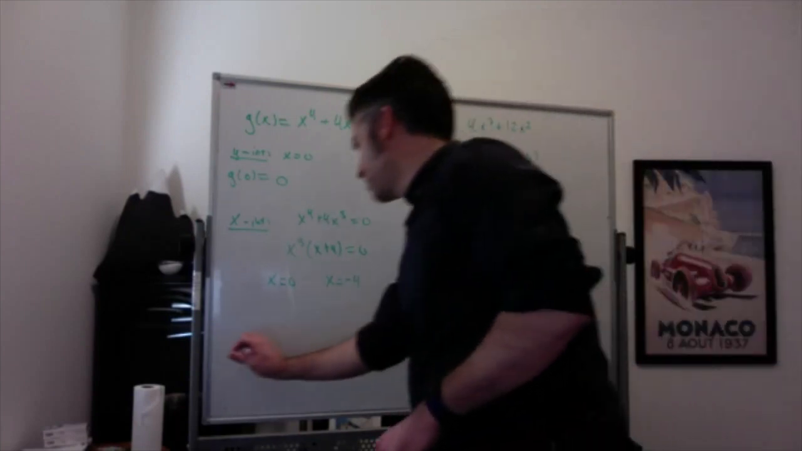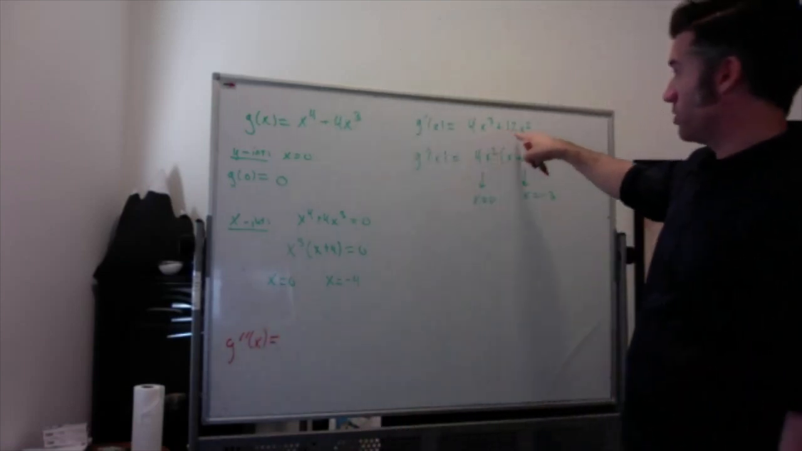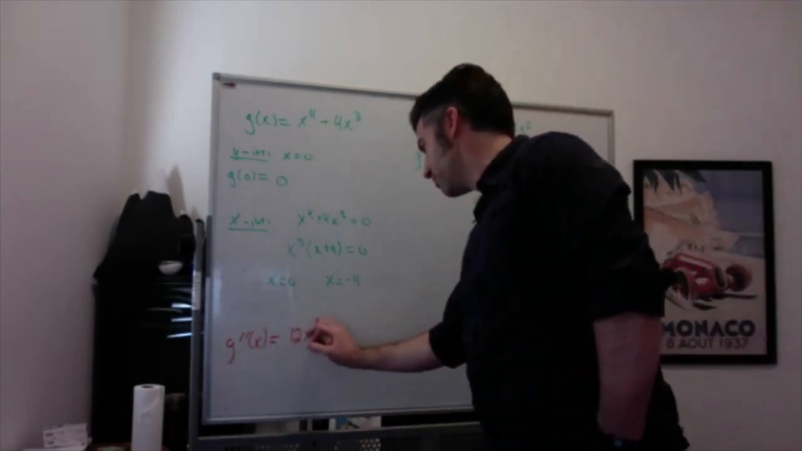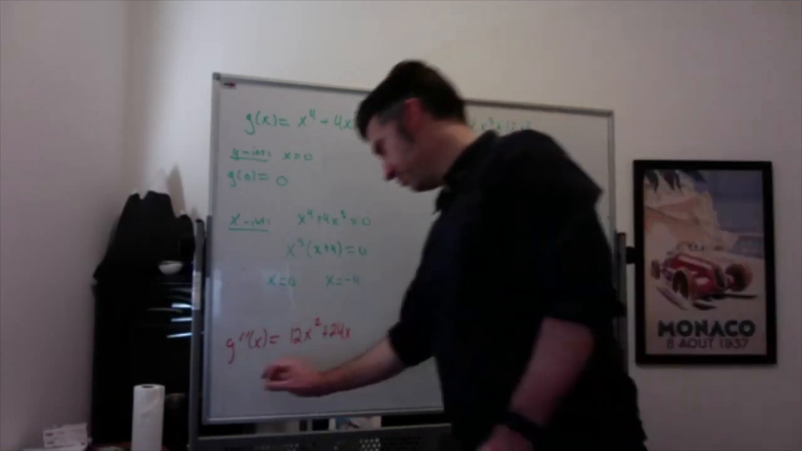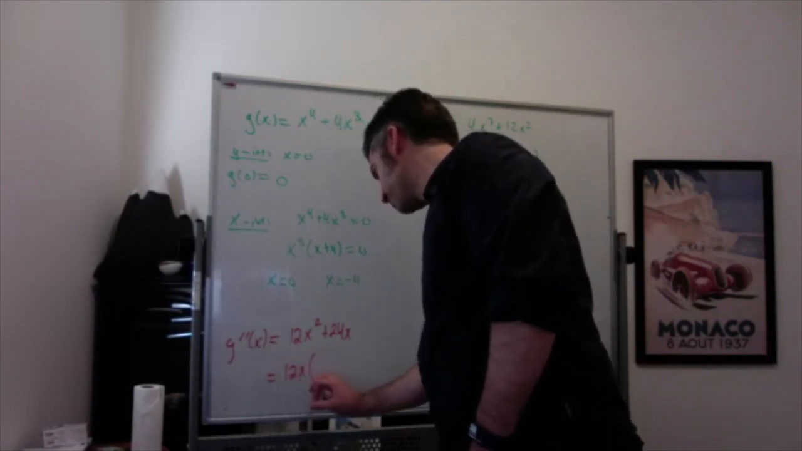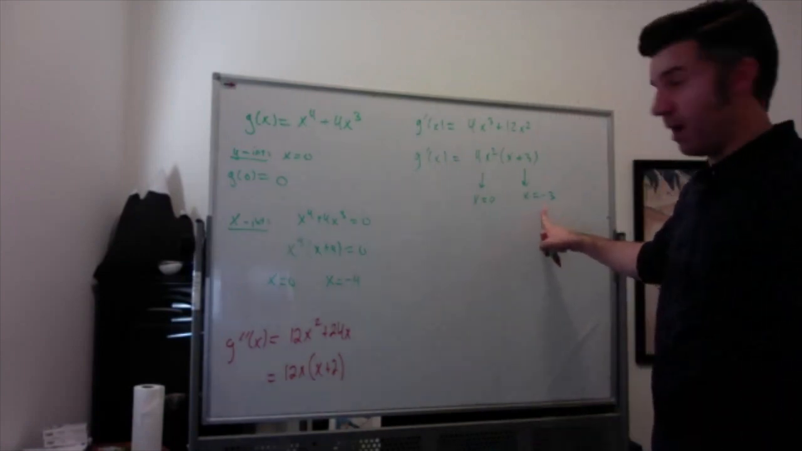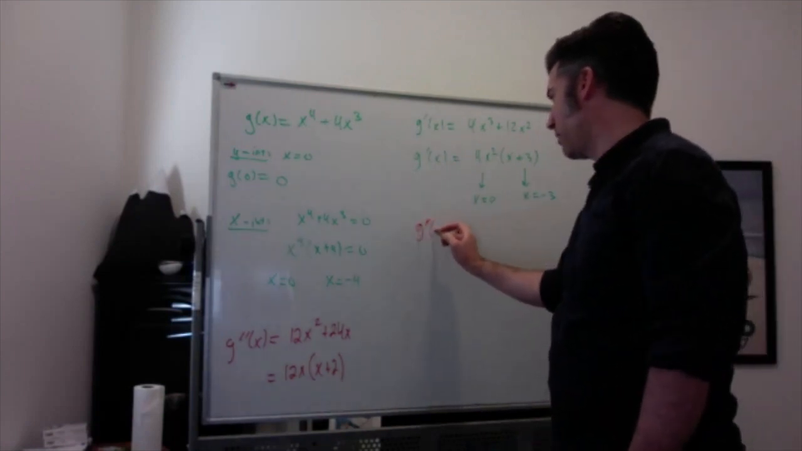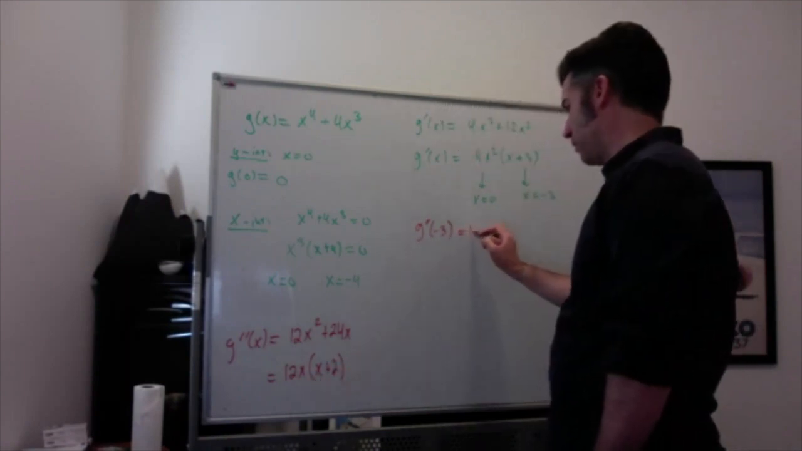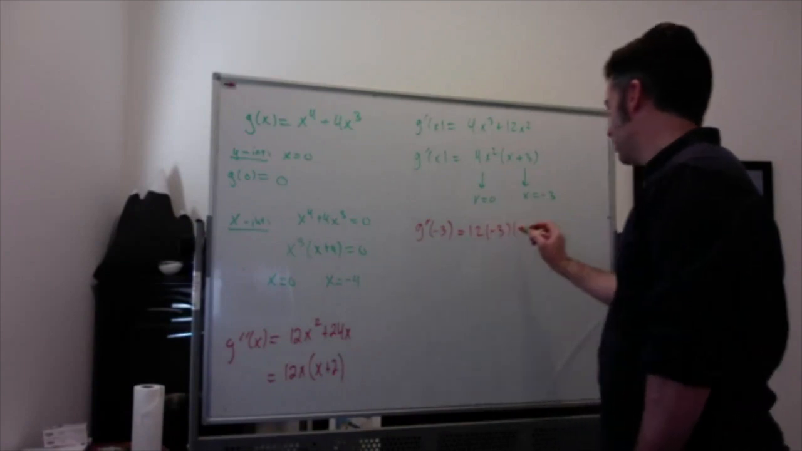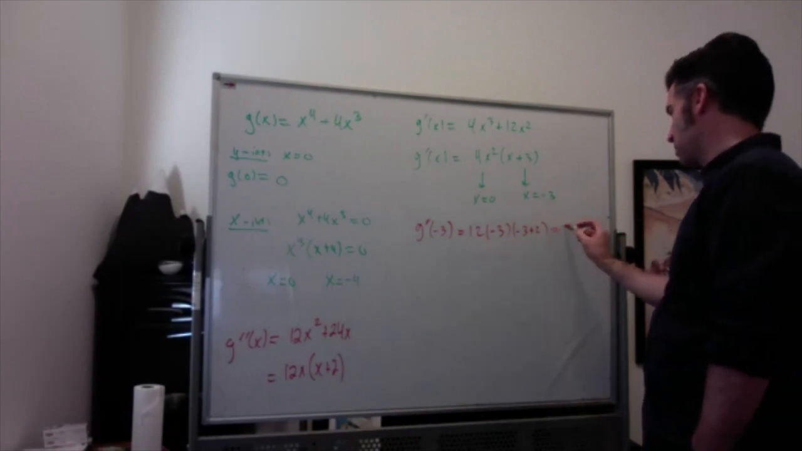So let's find the second derivative. Let's do it over here. The second derivative is, let's see, 12x squared plus 24x. I think it's always a good idea to factor these, especially if you're going to be plugging stuff into them. So that's equal to 12x times x plus 2. All right, so now I'm going to plug in negative 3 and see what happens. So g double prime of negative 3. If I plug in negative 3, I get 12 times negative 3 times negative 3 plus 2. That's negative 36 times negative 1, which is positive 36.